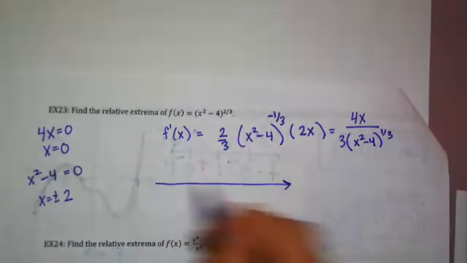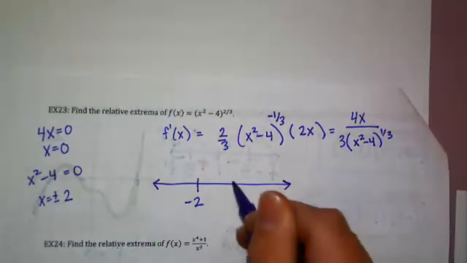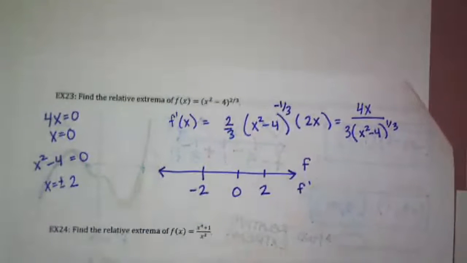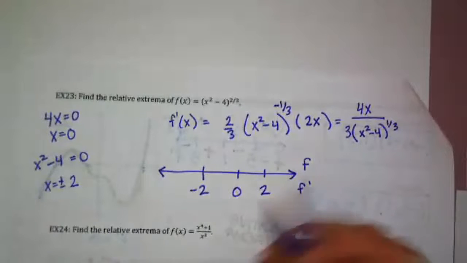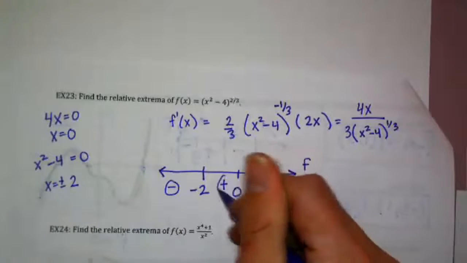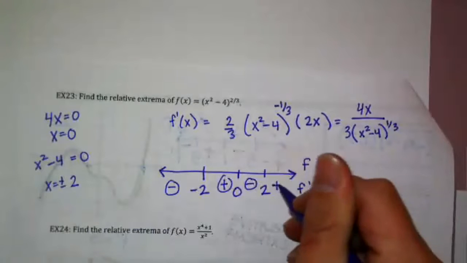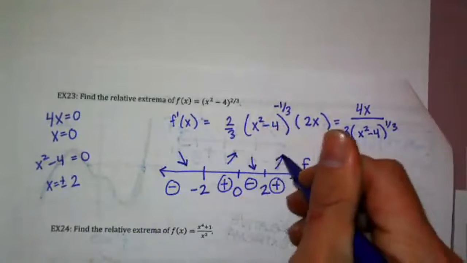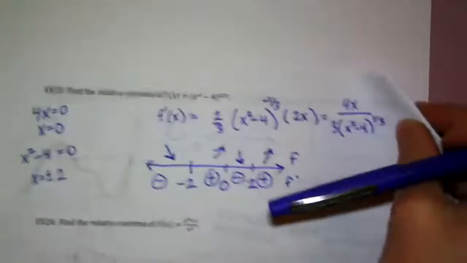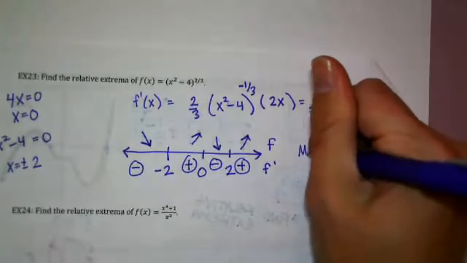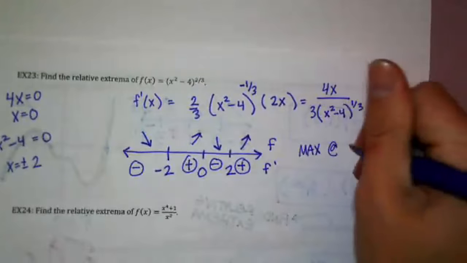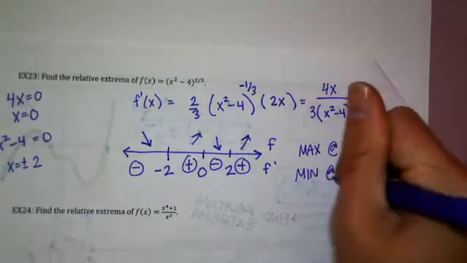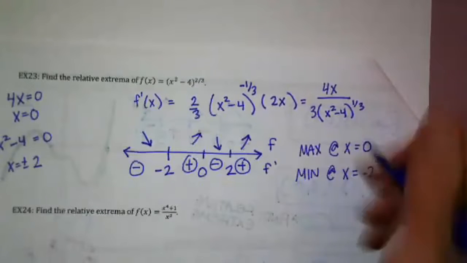And so then I'm going to put those guys on my number line, -2, 0, 2. All right, and then for the sake of time, I'm just going to tell you we're going negative, positive, negative, when you test your numbers into the derivative. So where is there a max at? 0. And where is there a min at? -2 and +2.